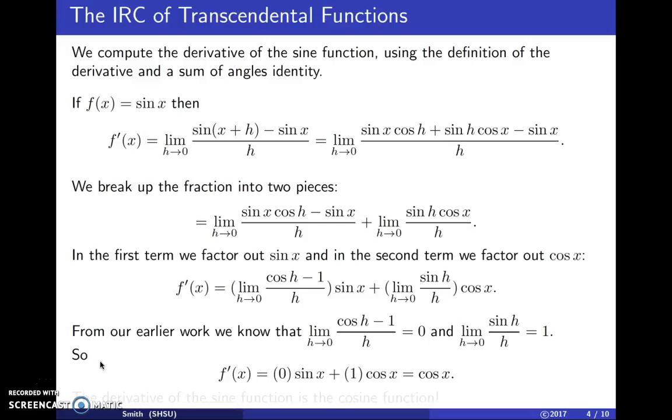And so the derivative of the sine function is 0 times sine of x plus 1 times cosine x, which is just cosine x. So the derivative, or the instantaneous rate of change, of the sine function is just the cosine function.